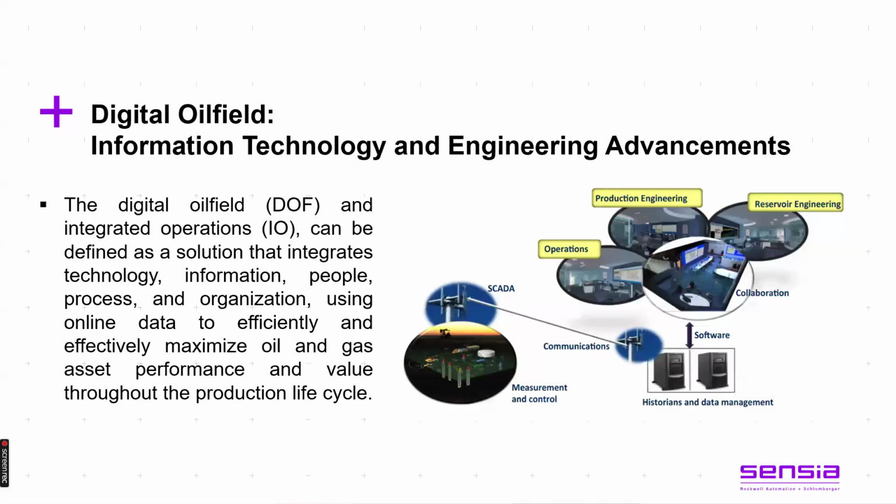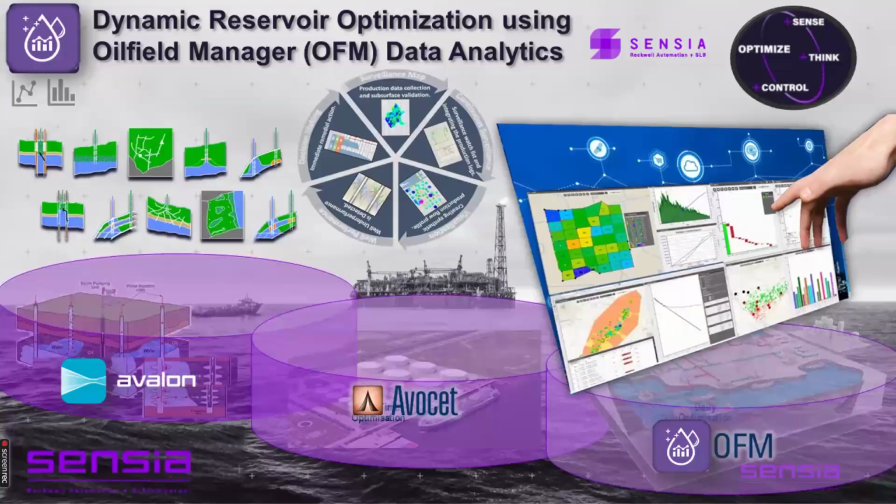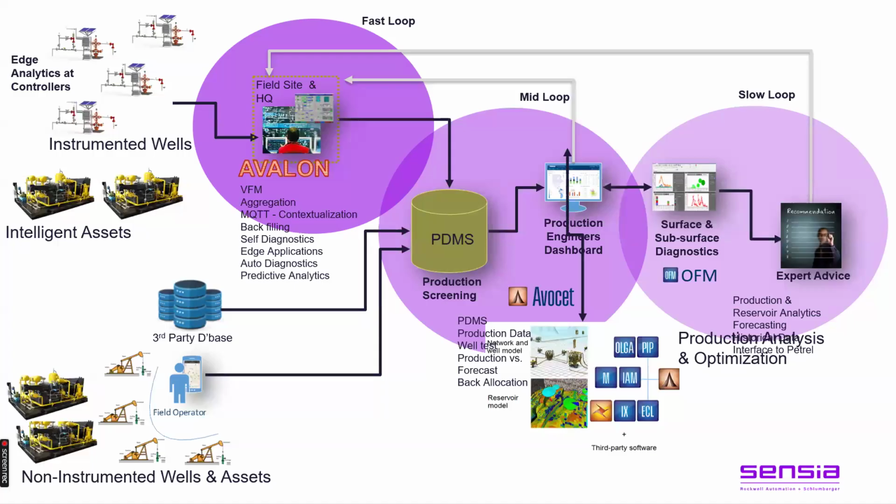Very good. So, Sensia is a segment of Schlumberger and Rockwell Automation. We are focused on digital oil field automation, and we have three platforms mainly: Offset, OFM, and Avalon. Avalon is our SCADA-like system. Offset is our production data management system, and OFM is a surveillance tool that can be connected to both Offset and Avalon, and to Petrel, to Olga, to all Schlumberger applications and other vendors' applications.